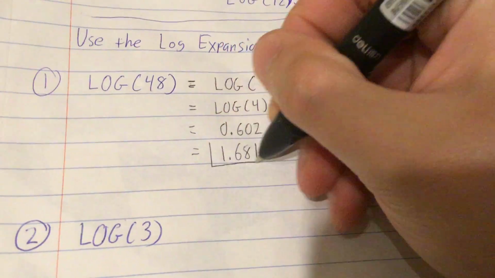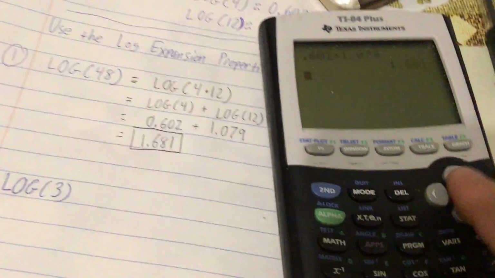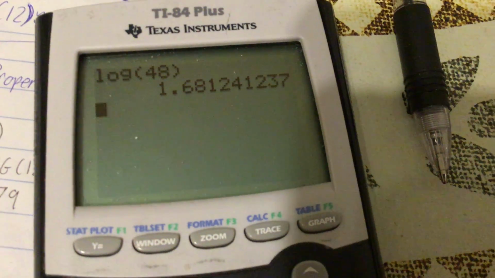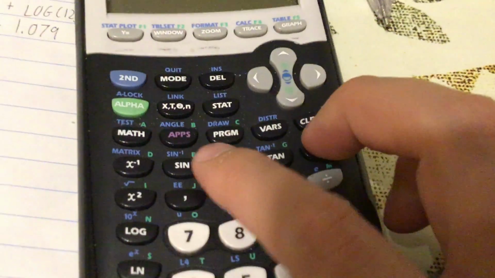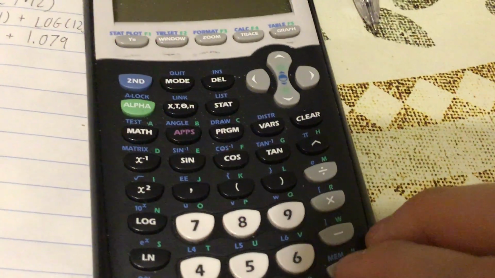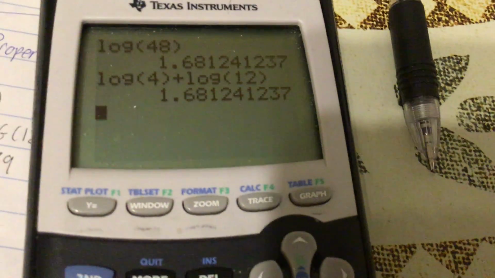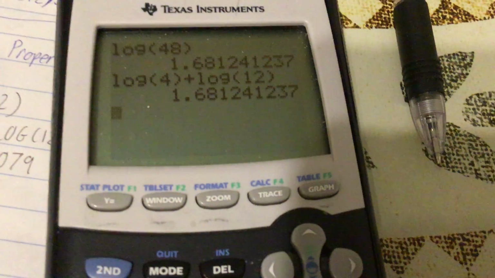And just to check our work, now I'm going to use the log button. Log of 48 is 1.681, and so on. We just use these approximations. What if I check my work by doing log of 4, close the parentheses, plus log of 12? Still, using the product sum rule, log of 4 plus log of 12 is equal to 1.68124, and so on, the same decimal.